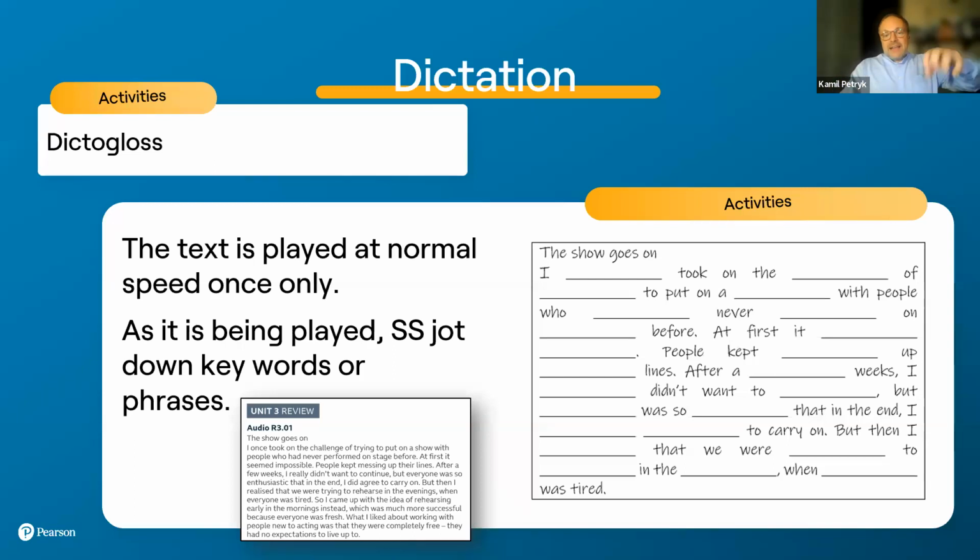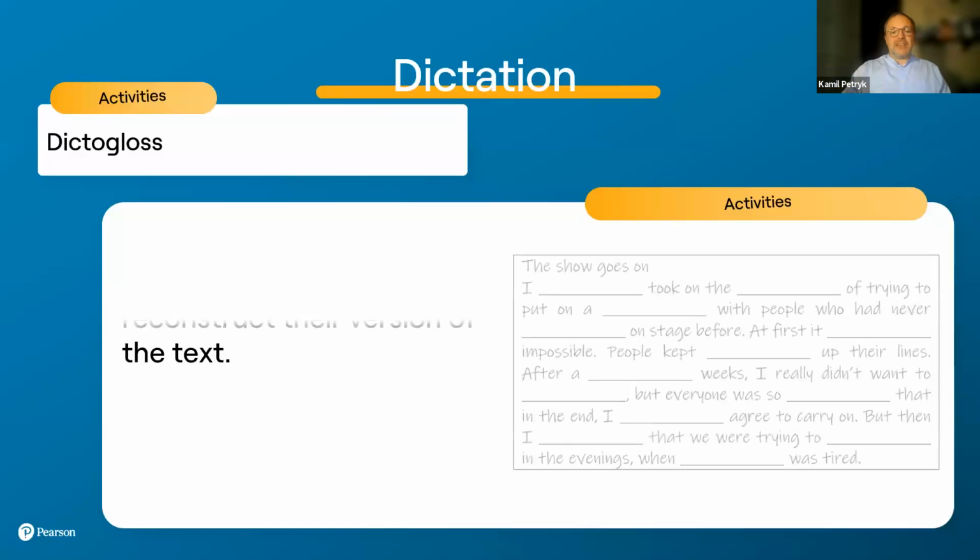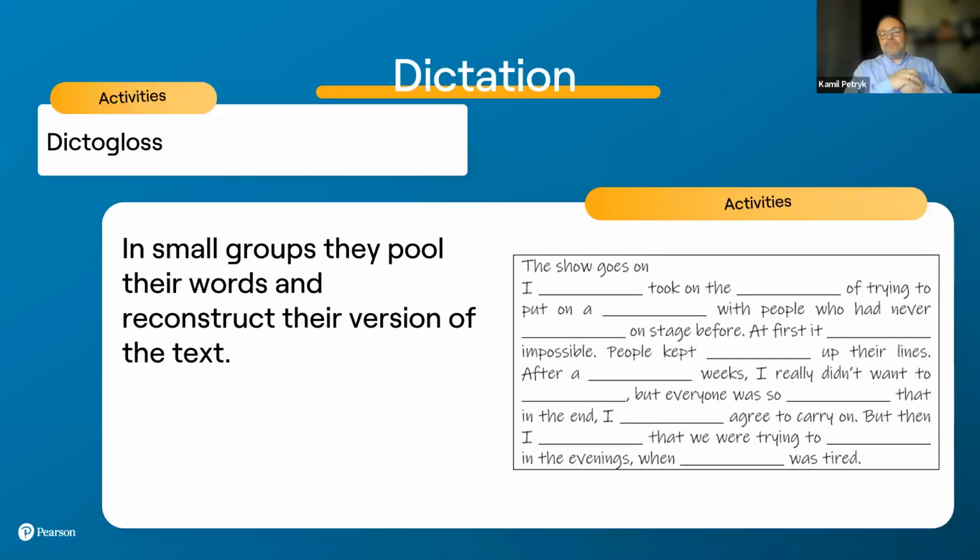And after they have prepared or jotted down some words from the text that has been played once, they get together in pairs and they somehow pool the words and reconstruct the text. And you can run a competition in which the winning pair, or winning team, will be the team with the highest number of correct words, right? Or the version of the text that is closest to the original. So that's the idea of this activity, in which they focus on jotting down the keywords, the content words.